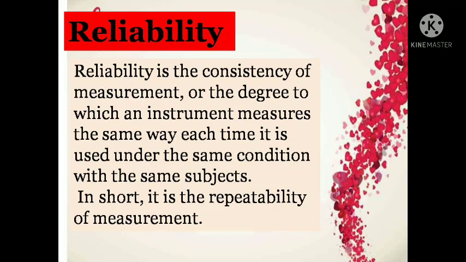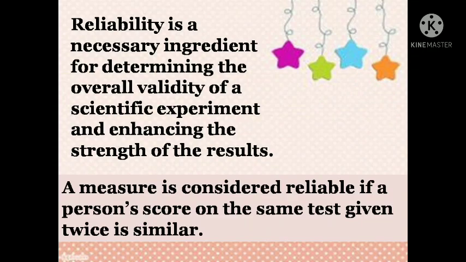Reliability is the consistency of measurement, or the degree to which an instrument measures the same way each time it is used under the same condition with the same subjects. In short, it is the repeatability of measurement. Reliability is a necessary ingredient for determining the overall validity of a scientific experiment and enhancing the strength of the results. A measure is considered reliable if a person's score on the same test given twice is similar.